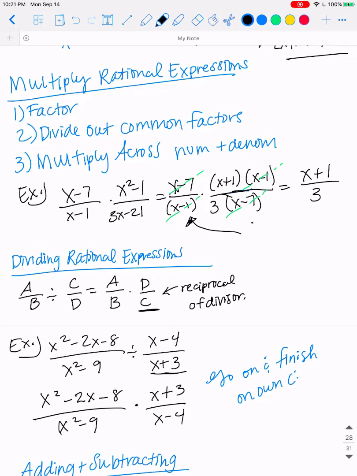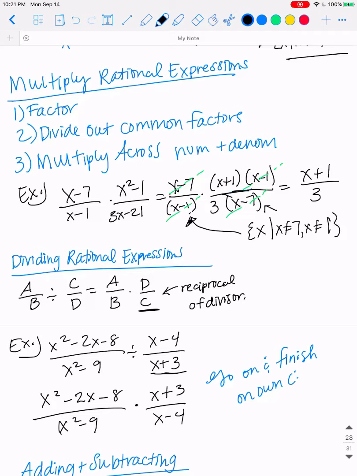So what's the domain here? Our domain is x such that x does not equal 7 from this one, and x does not equal 1 from this other one.